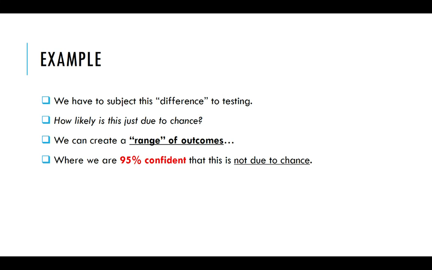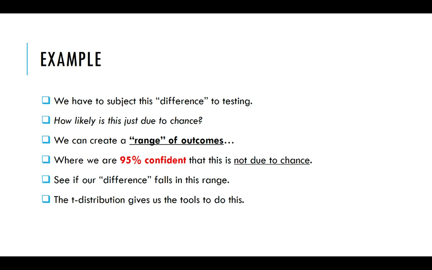So we can create this range, and in that range, it would tell me that we are 95% confident that chance is not the reason we see these different test scores if our difference falls in that range. So we're going to find this range, and anything in the range means, hey, we're 95% confident that this is not due to chance, that this is a real outcome, that it's statistically significant. So we're going to see if our difference falls in this range, okay?